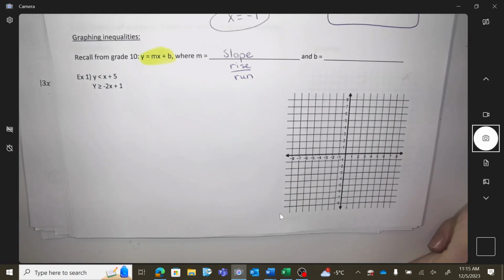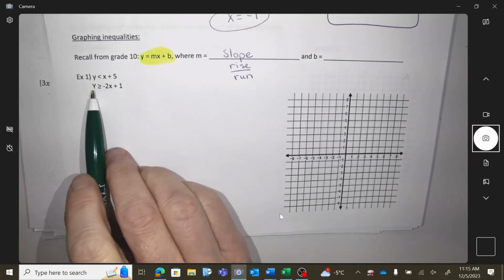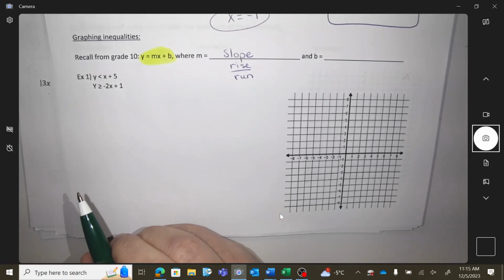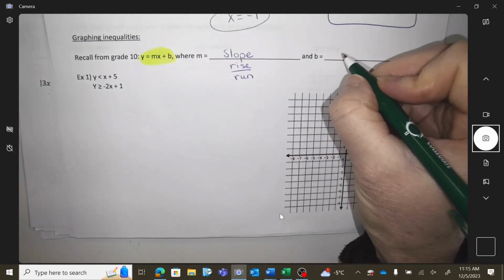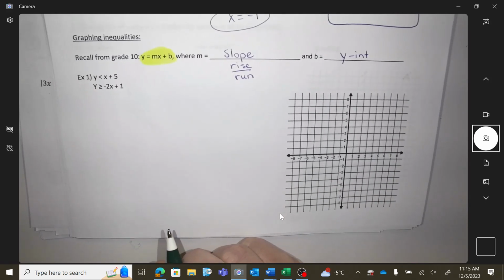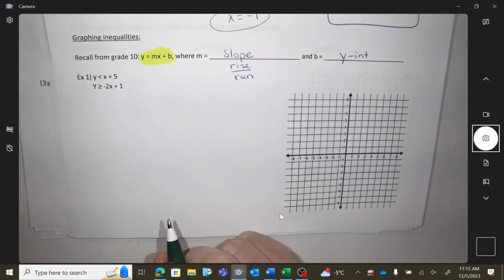And the b, do you remember what the last number was? So like in this, 5 is the what? Do you remember that? The y-intercept. Okay.